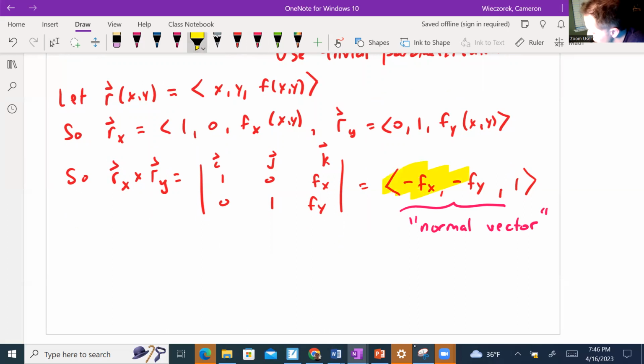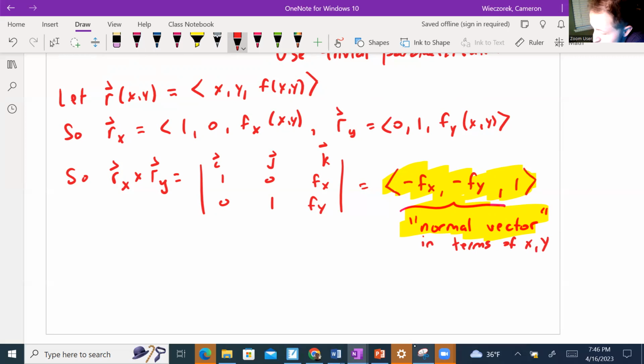Okay, so that's an important point. We're going to see this a lot in the last few sections. Our normal vector takes on that form. This is a normal vector just in terms of x and y. And then you could plug in any specific point that you want.